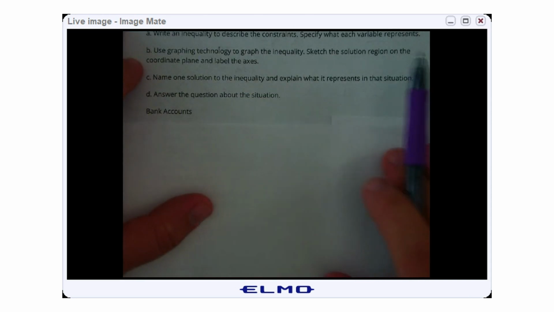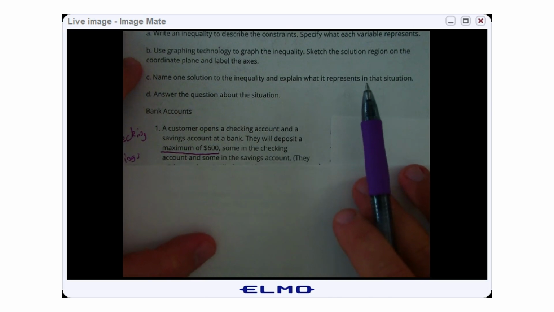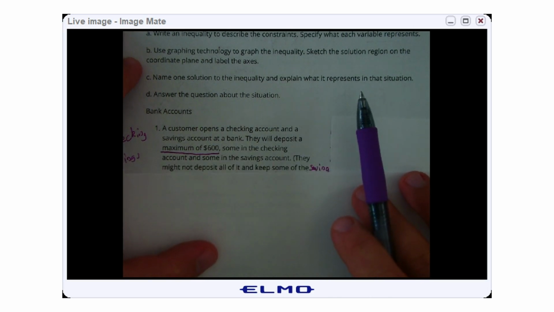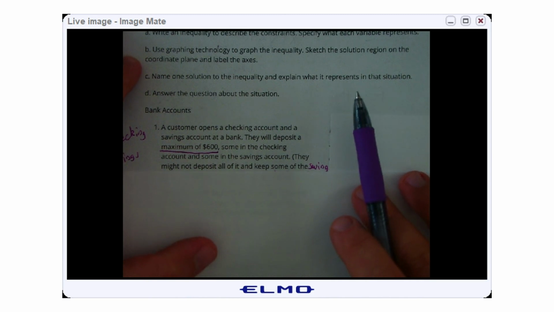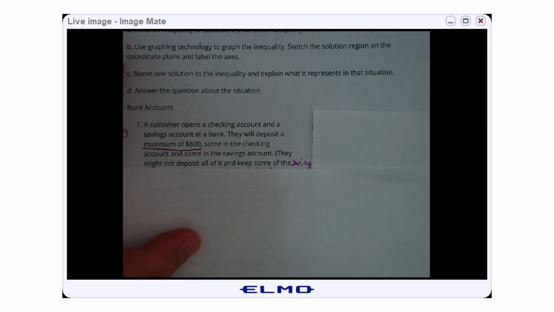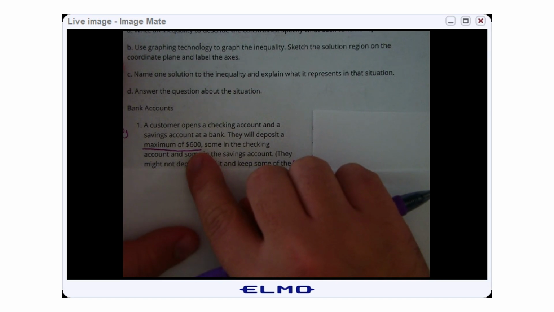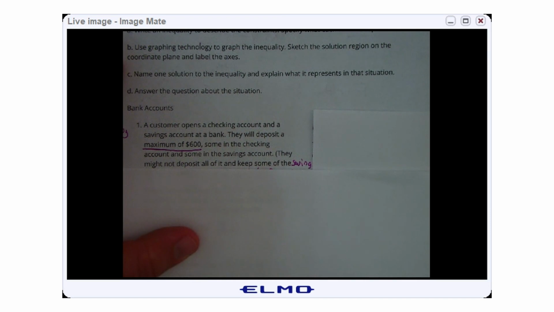So the first thing we're talking about is bank accounts. It says a customer opens a checking account and savings account at a bank, and they will deposit a maximum, so big important thing, maximum of $600. Some in the checking account and some in the savings account. They might not deposit all of it, and they might keep some of it as cash.